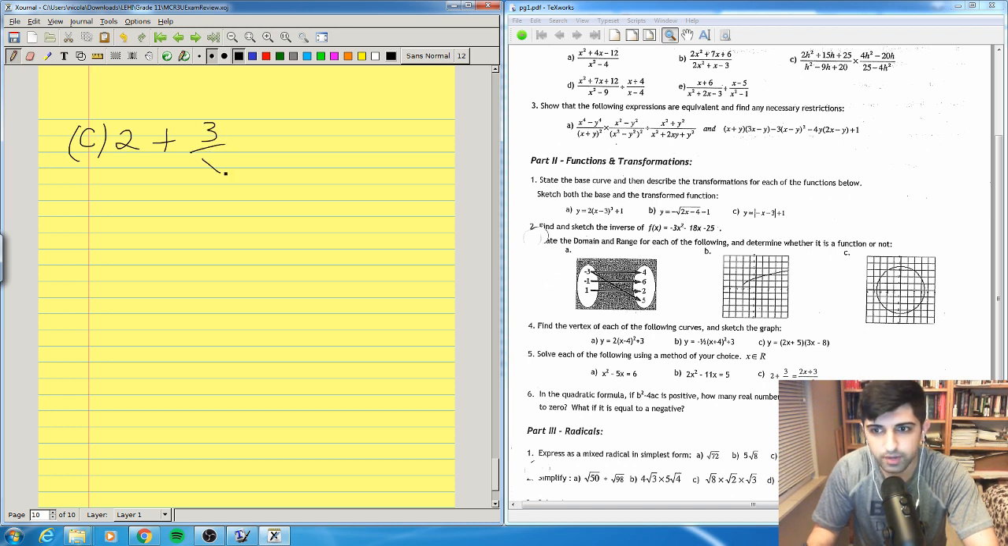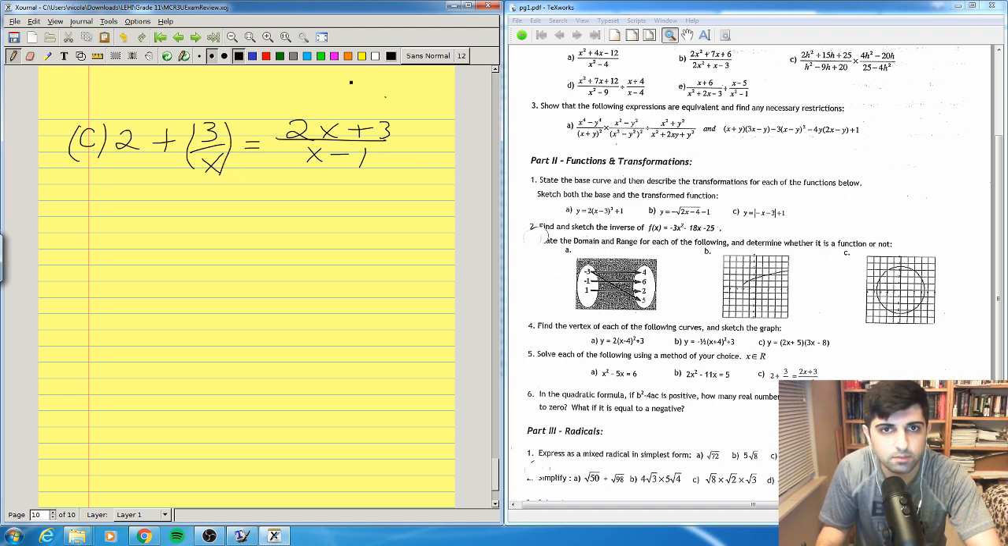2 plus 3 over x equals 2x plus 3 divided by x minus 1. Wow, solving this doesn't look like a piece of cake, but it should be fine. What I do is I multiply both sides by x and x minus 1. So if I multiply this guy by x, you've got to multiply both sides by x, x minus 1, both sides.